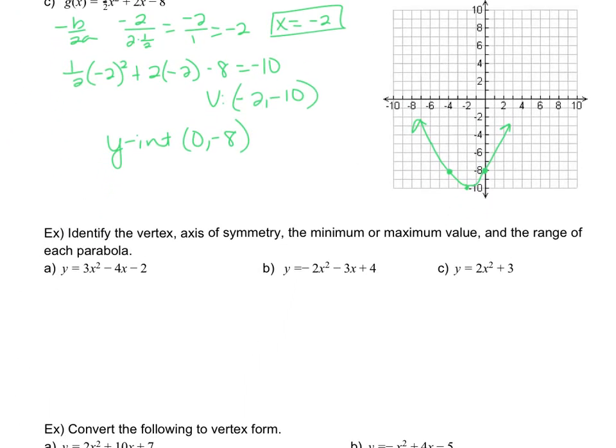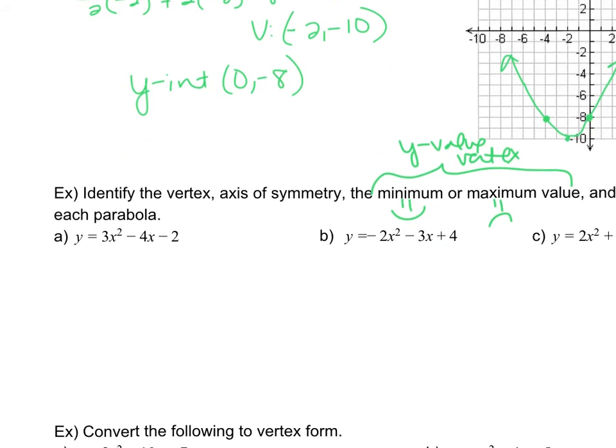Okay, now identify the vertex, axis of symmetry, the minimum or maximum value, and the range of each parabola. So the vertex we've done, the axis of symmetry we've done. The minimum or maximum is the y value of your vertex. And remember, your minimum is for a happy face, a facing up parabola is what I mean, and you'll have a maximum when it's a sad face. And we have to do the range, so that's another thing.